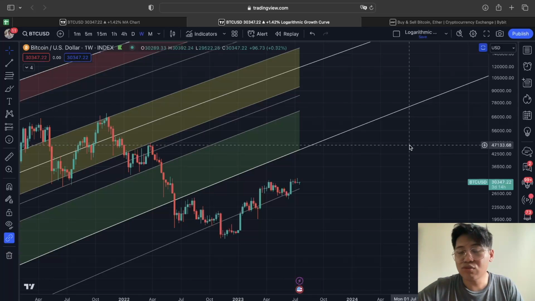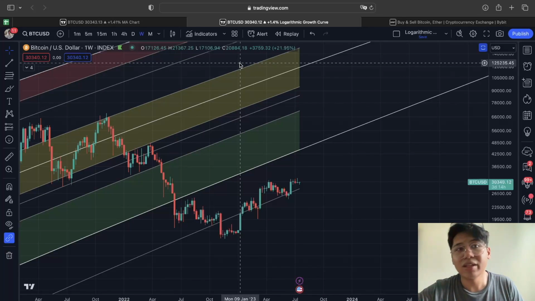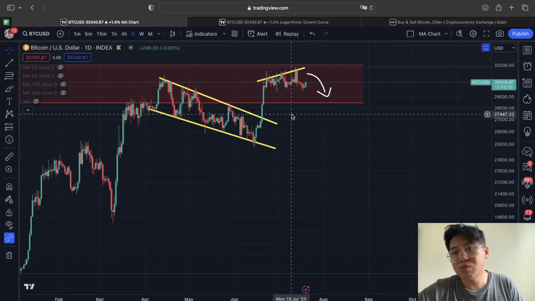So make sure to follow this chart, and we'll give you an update on this Bitcoin logarithmic growth curve in our next few videos. But for now, that is what we are currently seeing for the longer time frame, and it's still a good investment for the long term, and we are at the earliest point of a market cycle. Now, let's dive into the Bitcoin price action.